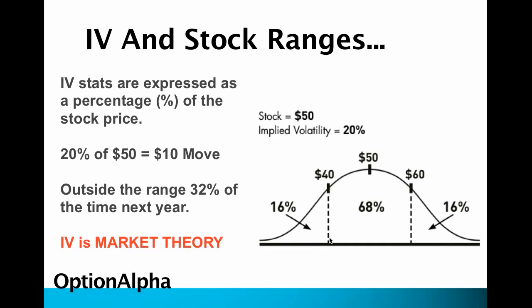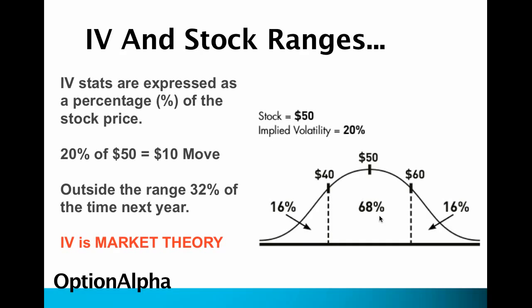Now remember that I said it's only a single standard deviation. So basically what that means is that 20% is going to capture 68% of the probability movement in the underlying stock. So again, just listen to me say this again: an implied volatility reading of 20% is going to capture 68% of the movement of the stock for the year. So 68% of the time over the next year, the stock is likely to move between $40 and $60.